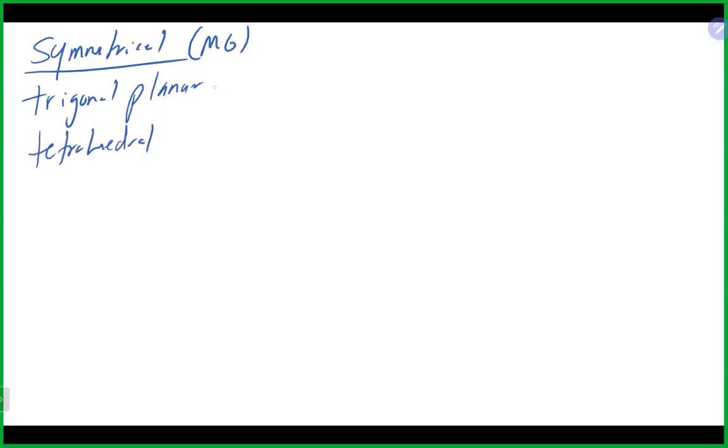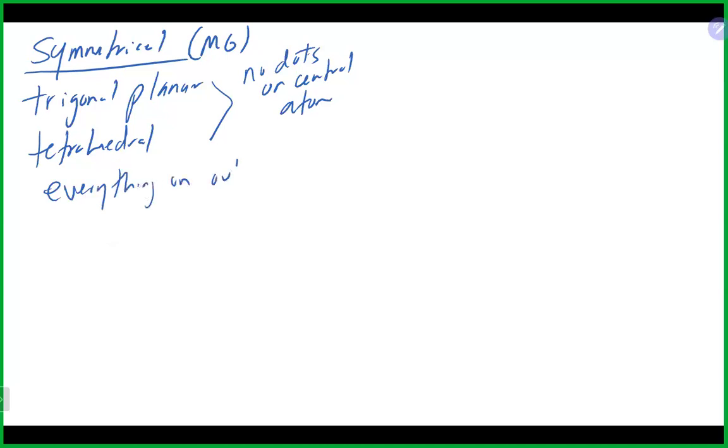These are symmetrical geometries. What they all have in common is there are no dots on the central atom, no lone pairs. And if everything on the outside is the same atom, it will be a nonpolar molecule because they will cancel each other out symmetrically.